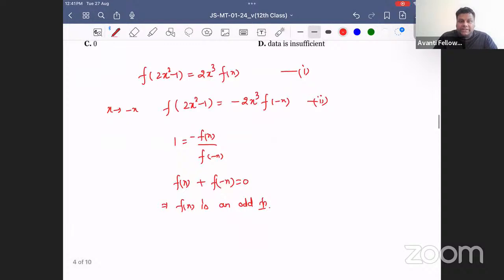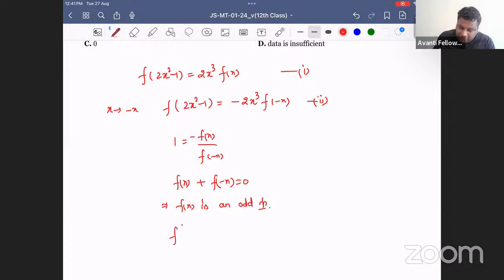Got it? If it is an odd function, then an even order derivative. See, for an odd function, the first derivative will be even. The second derivative will be odd again. The third derivative will be even. The fourth derivative will be odd. So if you differentiate an even number of times, you ultimately get an odd function.